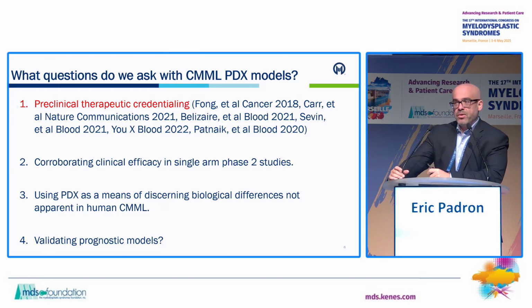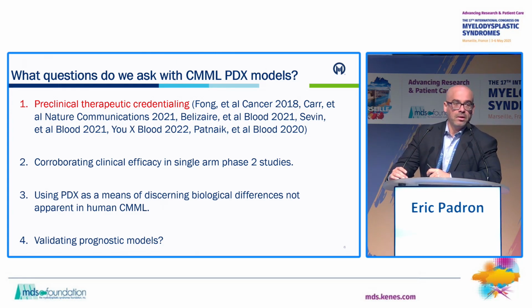But I'm going to talk more about the other 3, which is corroborating clinical efficacy in phase 2 studies. One of the biggest challenges of CMML clinical trials is outside of this country, there has not been a randomized study, whether it be phase 2 or phase 3 in CMML, and that's for a lot of different reasons. So we're stuck with single-arm studies. And so one of the utilities of the PDX, we thought, given its high fidelity, is could it help corroborate the clinical efficacy in single-arm studies, and perhaps could be a paradigm used in other rare cancers in which randomized studies can't be done.